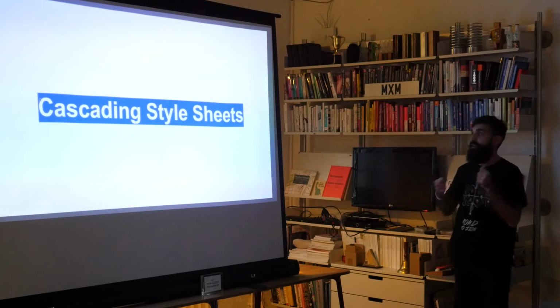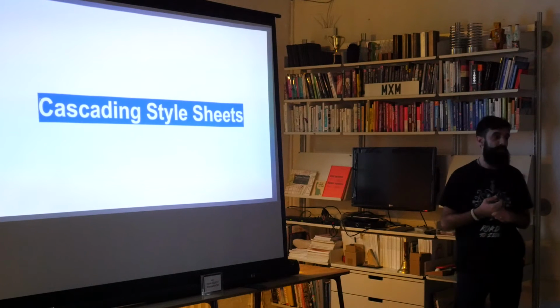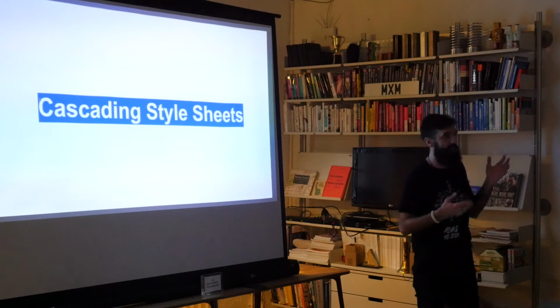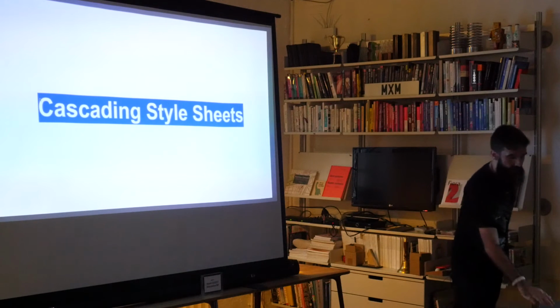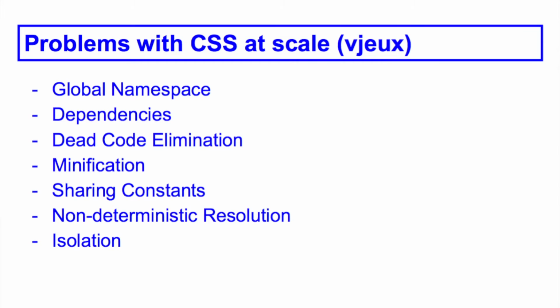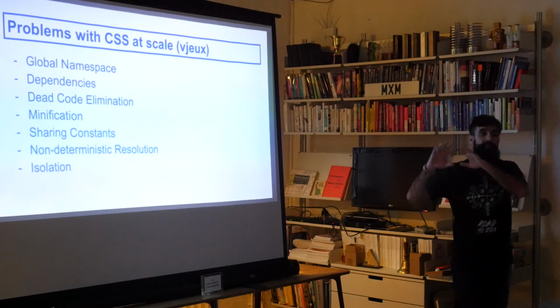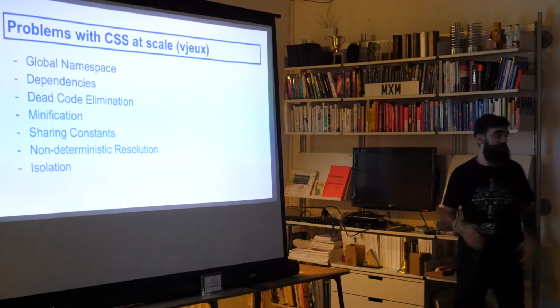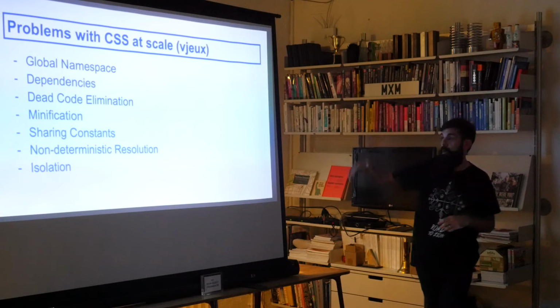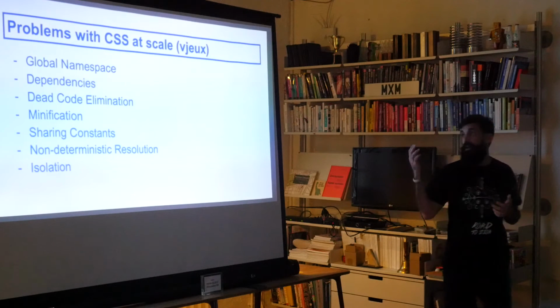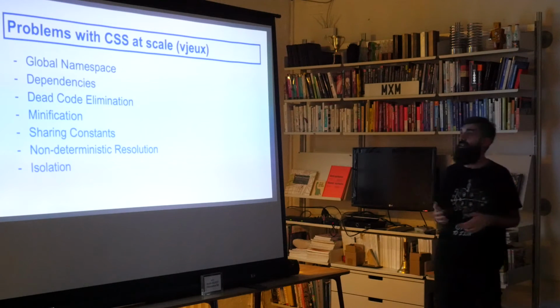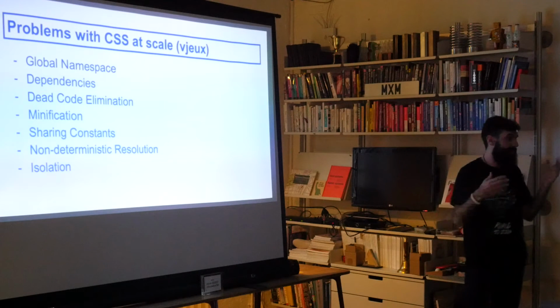So before going into the topic, it's important to understand why people are trying to find new ways to write CSS. Because CSS has some problems. Well, we all know. This is a slide from Vjeux, one of the creators of React. And he gave a talk in 2014 saying, okay, these are the 7 problems that we had with CSS, and we solved all of these problems with Inline Styles. So let's see, I guess you might have one of these problems in your life.